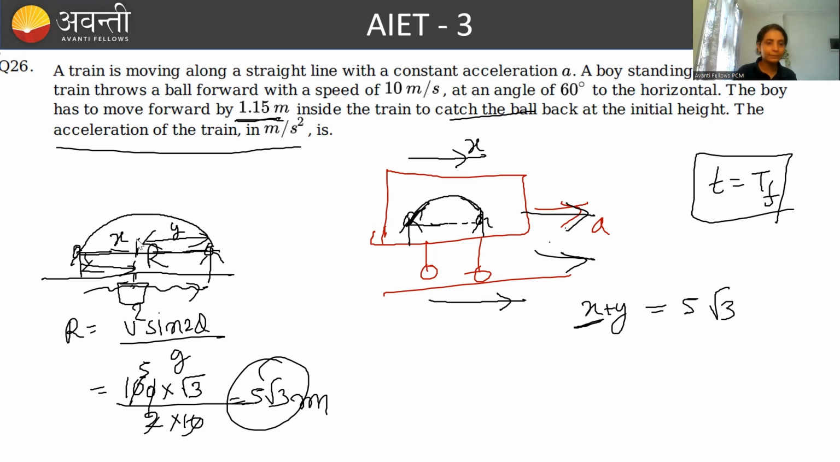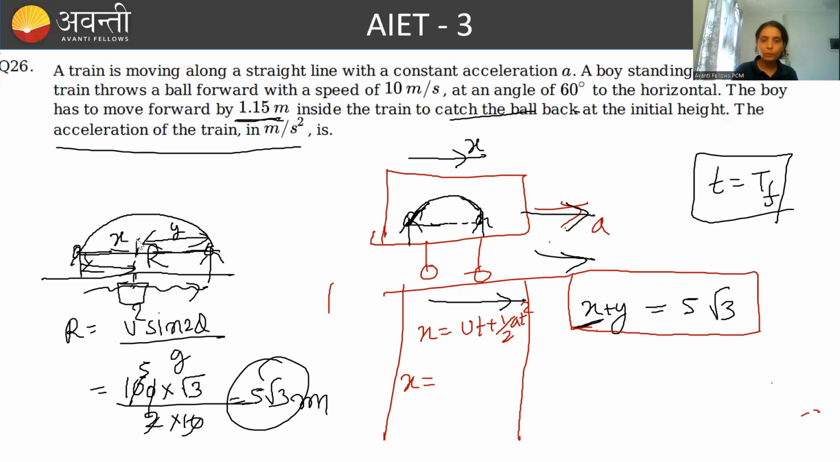So x, we need to calculate the distance traveled by the train. So how much distance will the train travel? We need to see here. So s, let's take out x. So x will be equal to what? x will be equal to ut plus half at squared. Okay. So if you put the value of u here, since it's not given, we will assume that the train is starting from rest, so it is 0. Half acceleration value is how much? Acceleration we don't know. Time of flight we need to write here. So time of flight will be how much? 2u sin theta by g.